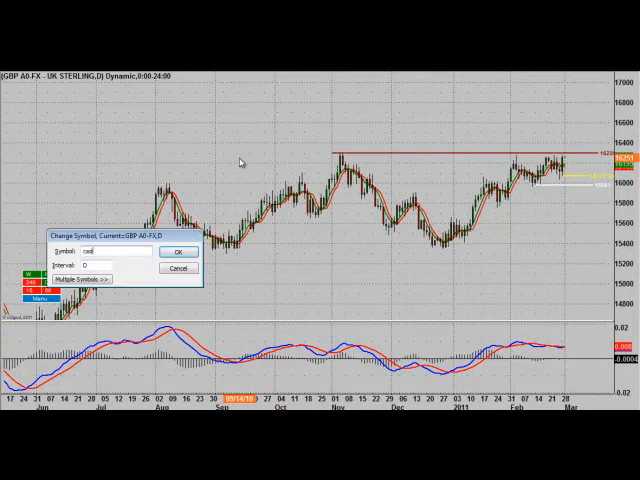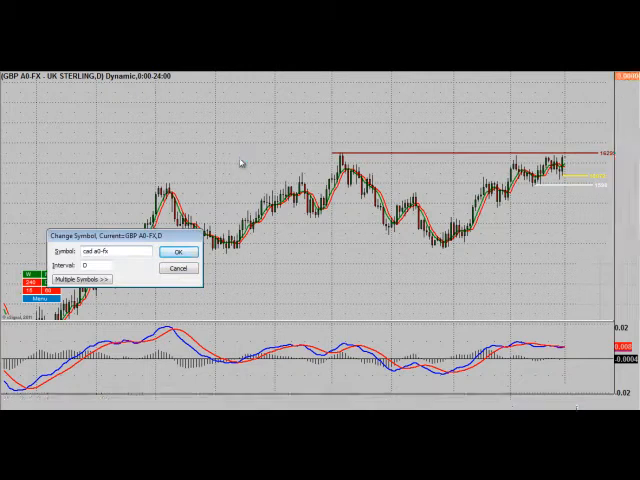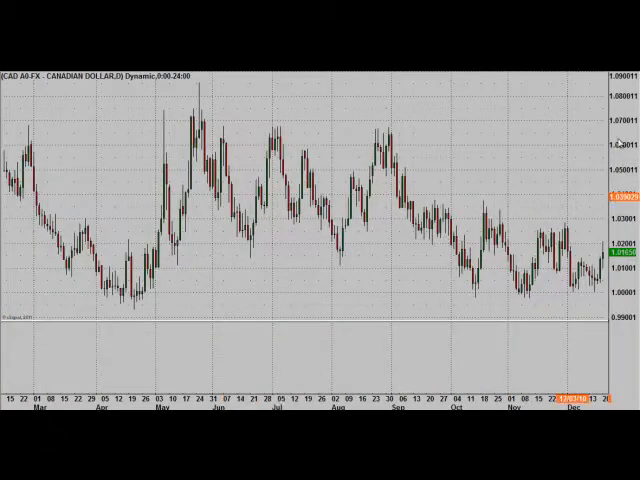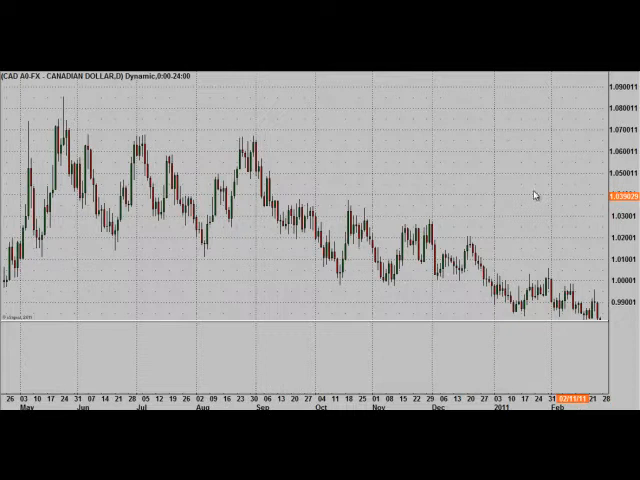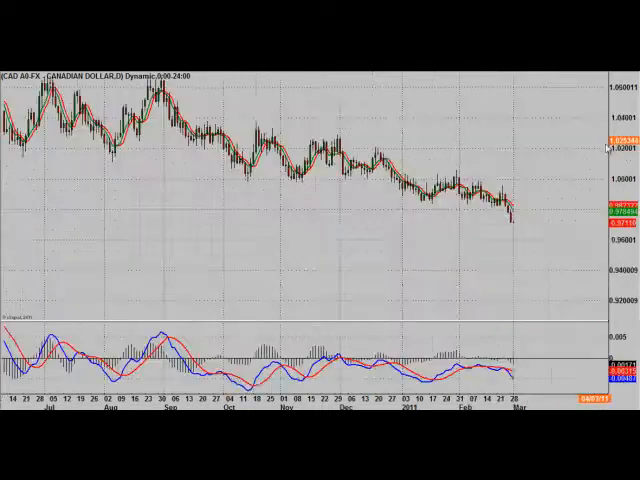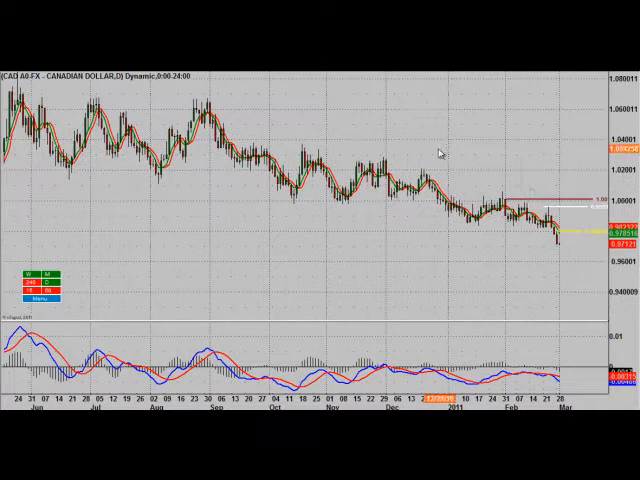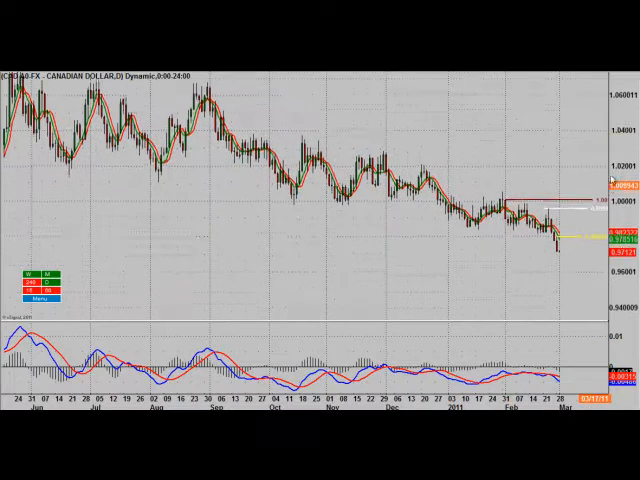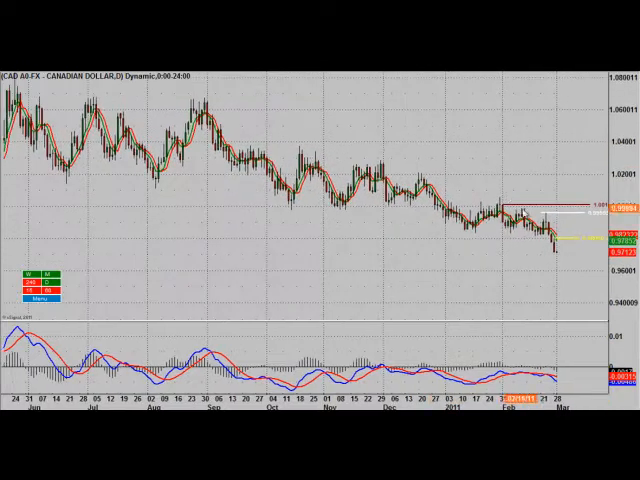Next market, dollar CAD. I had not really checked in on dollar CAD. I think it's going to 95, though. There you go. Look at that, falling like a knife. 97. Oh, you're getting close.